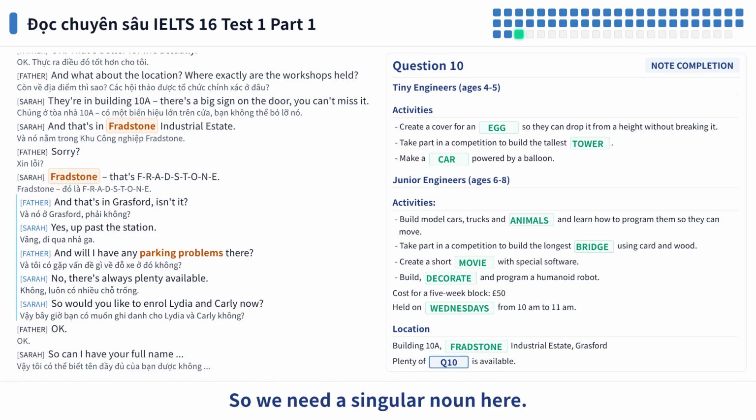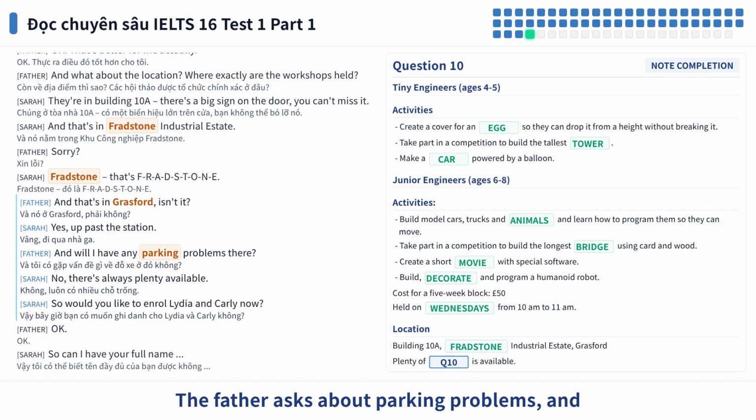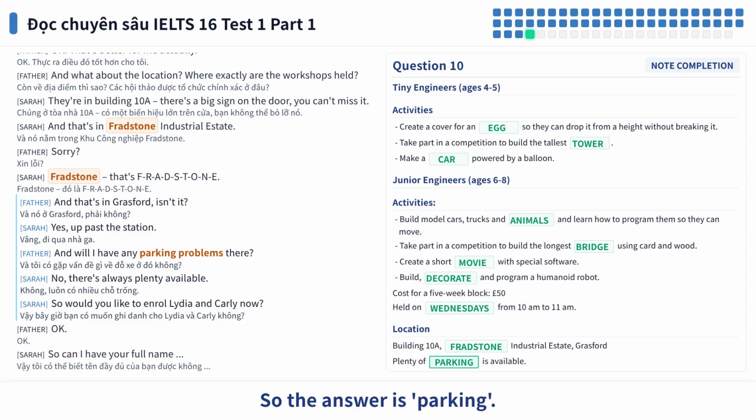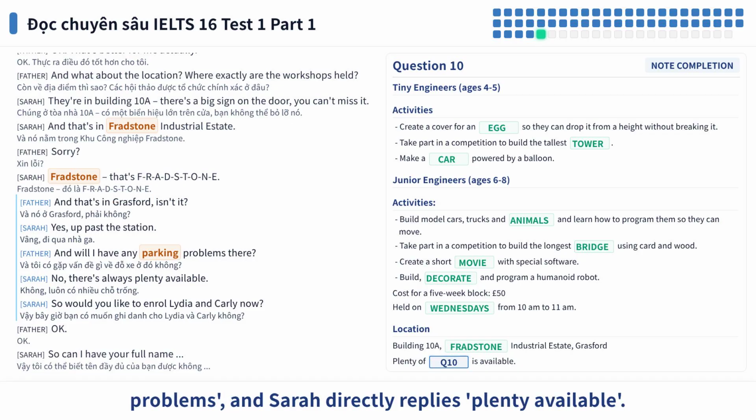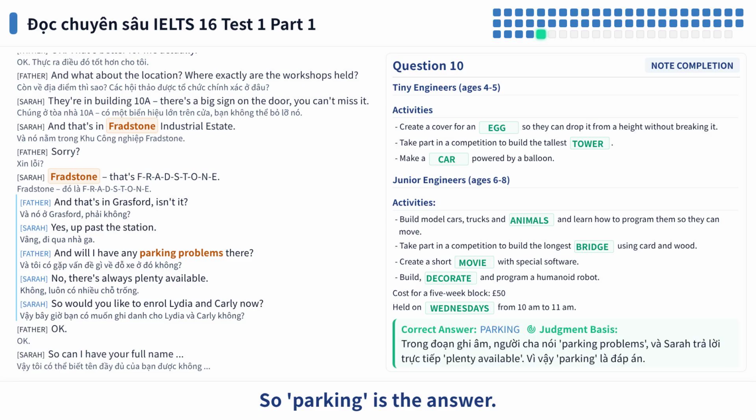Question 9 is before "industrial estate" in the notes. You need to fill in a place name. Listen carefully, as it will be spelled out. The clue word is "industrial estate." In the recording, the father asks about the location, and Sarah says it's in the Fradstone Industrial Estate.